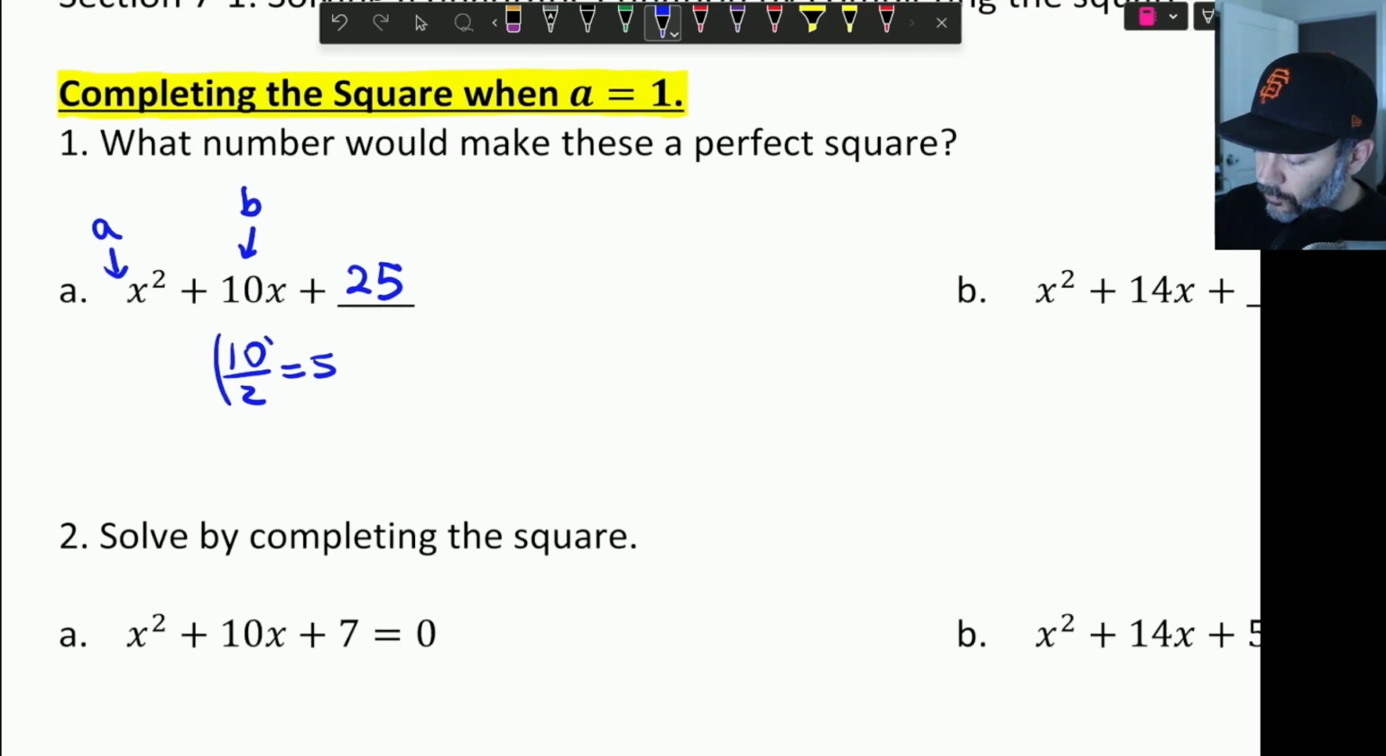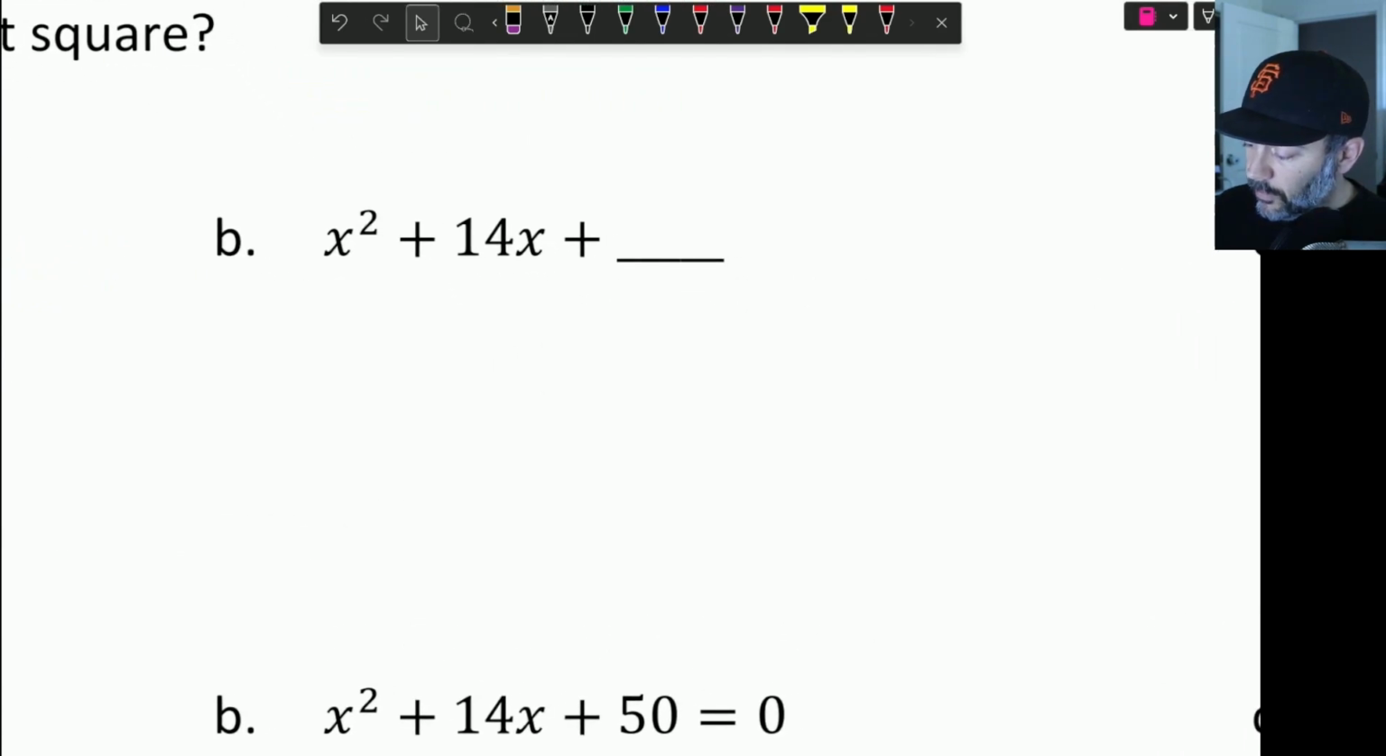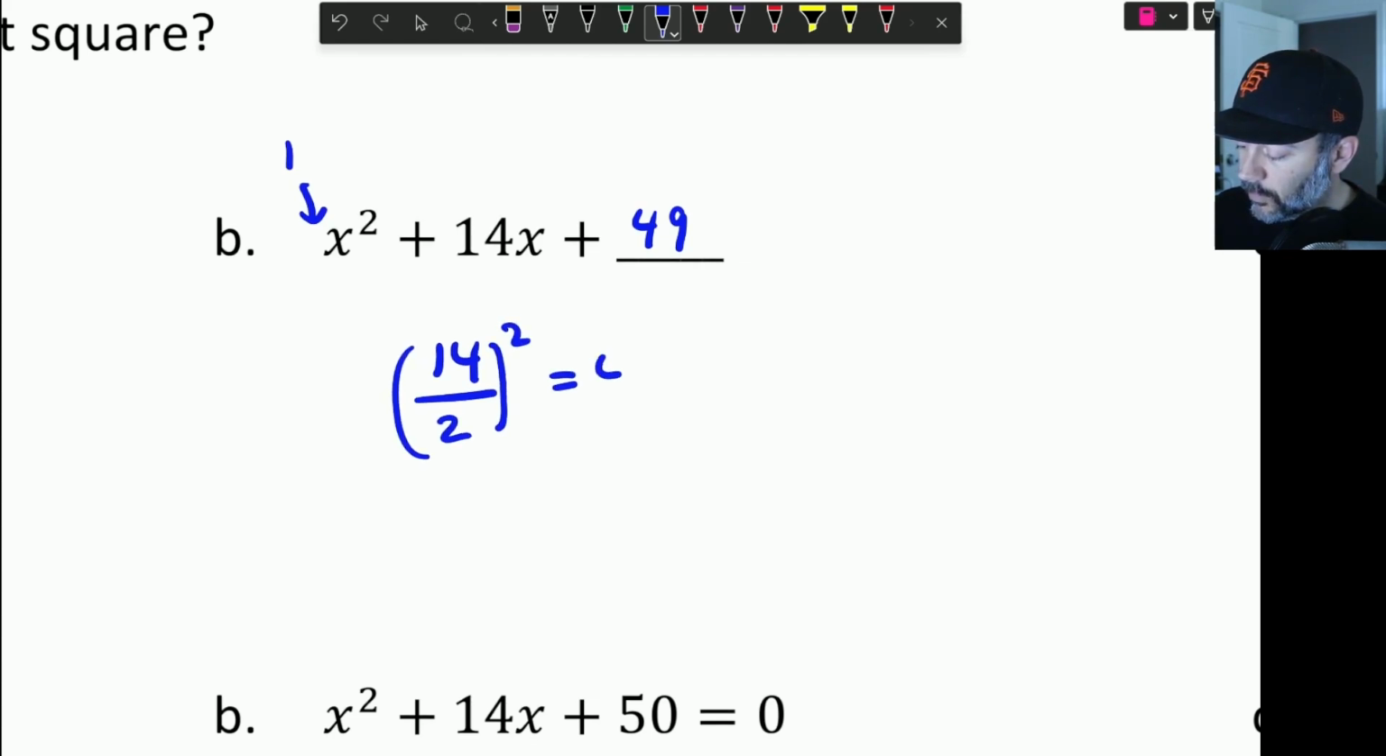And so what you end up doing is taking the b term, dividing by 2, and squaring it. So you end up with 5 squared, which is 25. And that allows us to have a perfect square trinomial, which is x plus 5 squared. Let's look at the next one. I need this to be 49. And how do I get that? I first note that the leading coefficient is 1. I take the b term 14, divide by 2, and square it. That's 7 squared, which is 49. And then it's a perfect square.